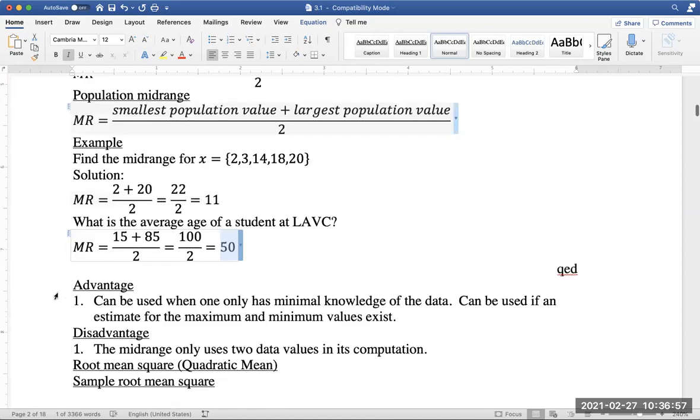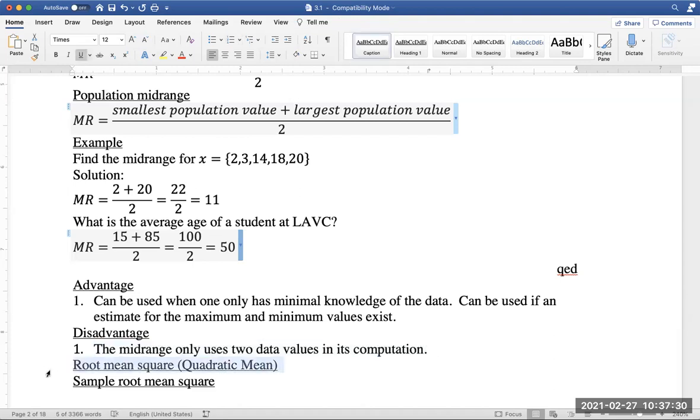So what are the advantages? The advantage of the mid-range is that it can be used when you only have minimal knowledge of the data. So if you don't know anything about the data, and the only thing you can do is estimate the maximum and minimum value, then you use the mid-range, because that's all you need to estimate. Disadvantages as well: the only thing that you're using is the maximum and minimum value. So it's not a really good measure of the center.